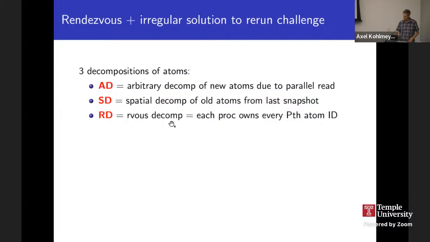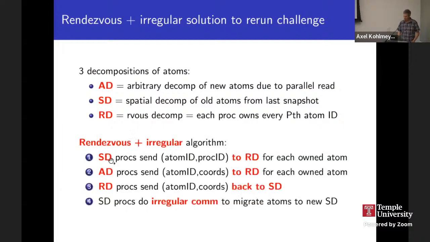And RD is going to be the rendezvous decomposition where we again assign every atom to a processor. So what the rendezvous decomposition enables is the SD processors can now send the atom ID and the proc ID to the rendezvous decomposition to say, I'm the guy who owns this atom. The AD processors can send the atom ID and its new coordinates also to the rendezvous decomposition. And then the rendezvous decomposition can take those 2 sets of information and send for an atom ID its new coordinates back to the spatial decomposition.